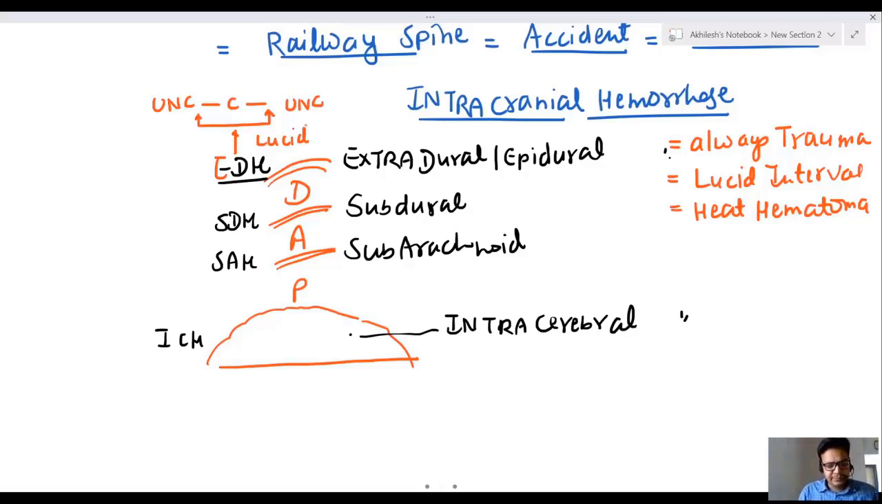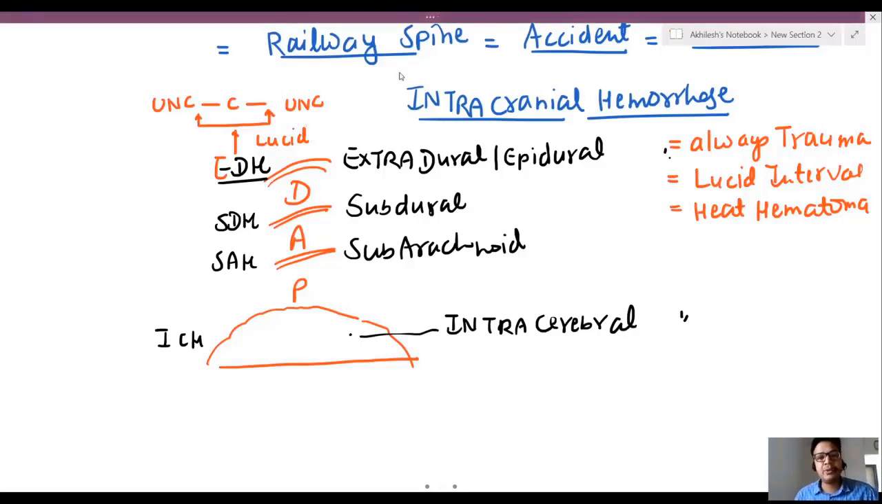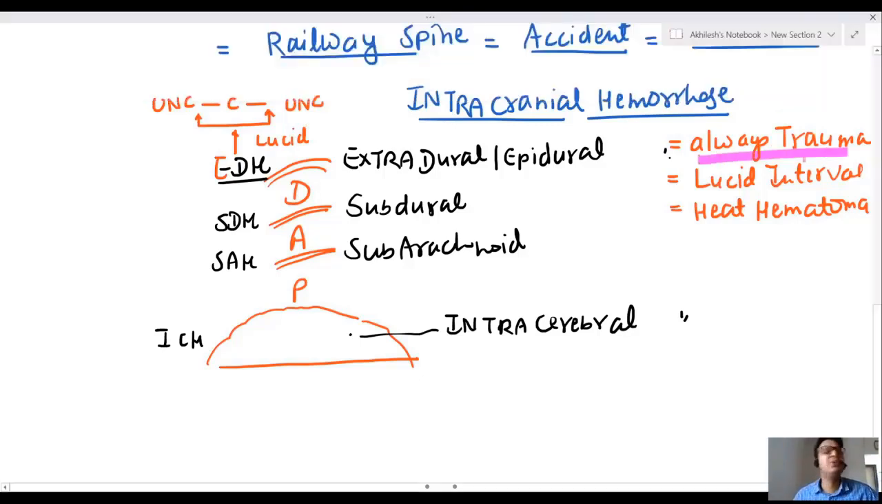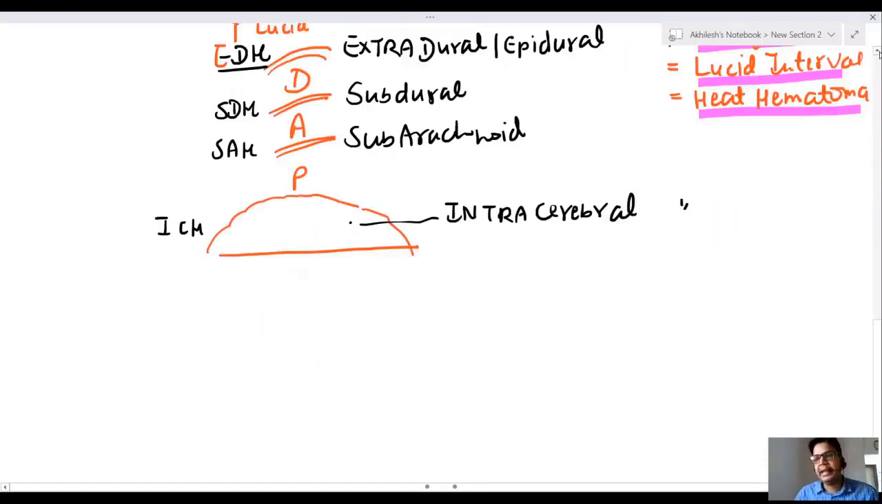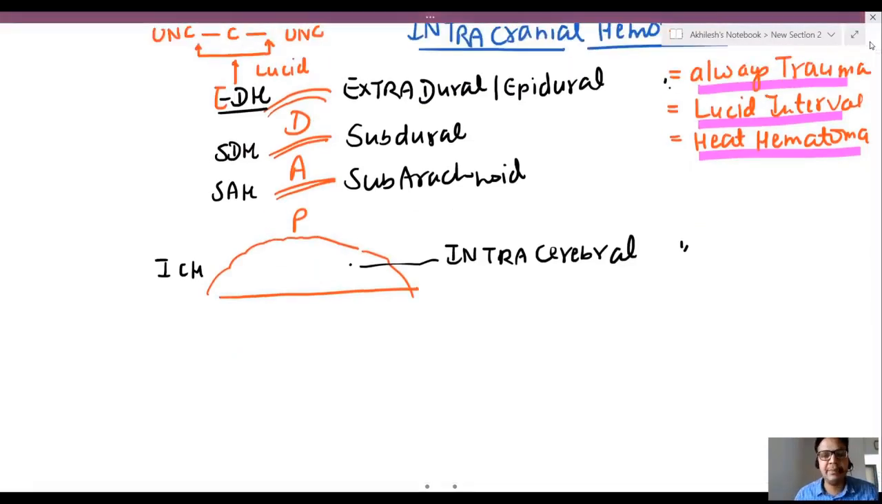This is the first one, epidural hemorrhage. Again, you can get a question. It is always by trauma. It's not very common. Lucid interval, heat hematoma. As I told you, a hematoma in the heat is known as heat hematoma.